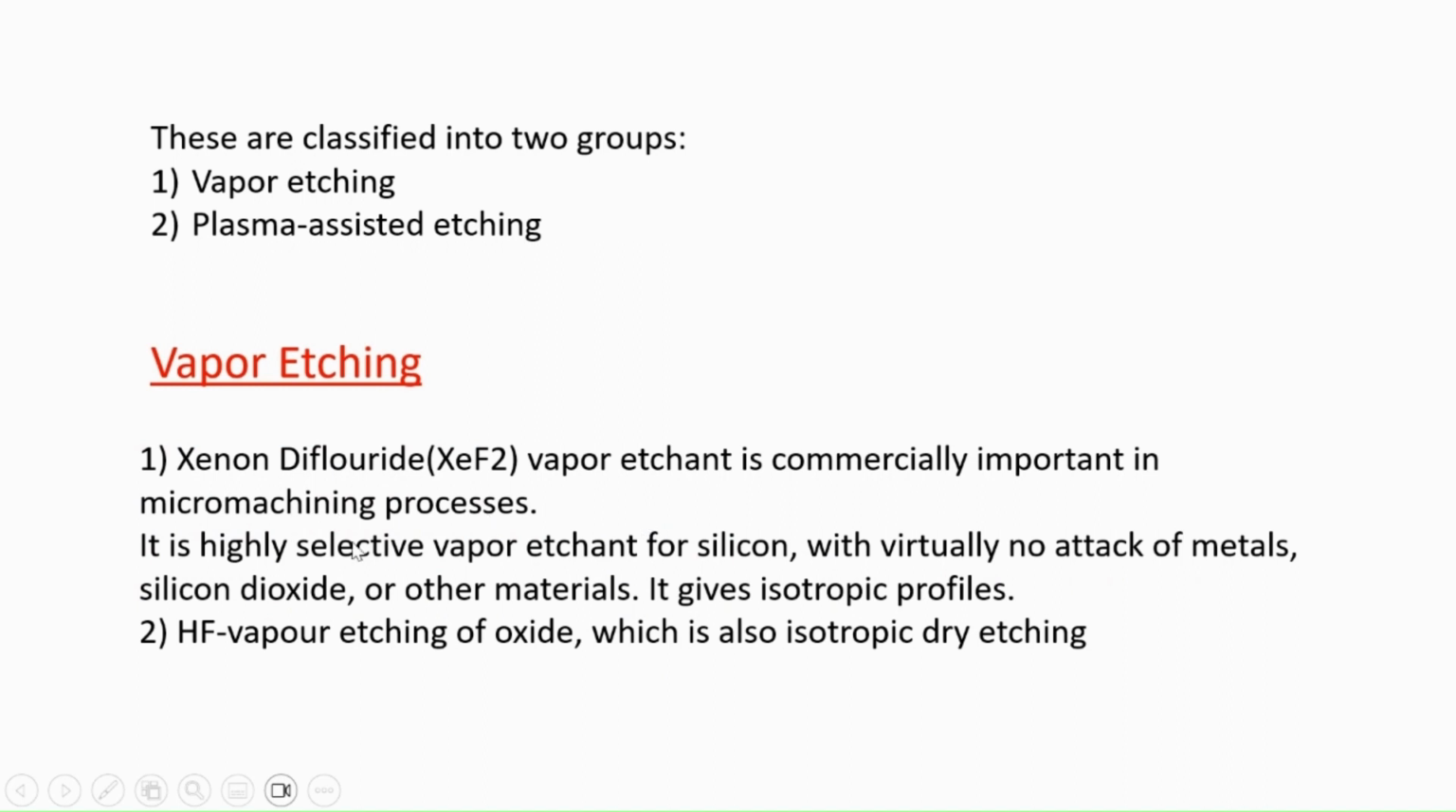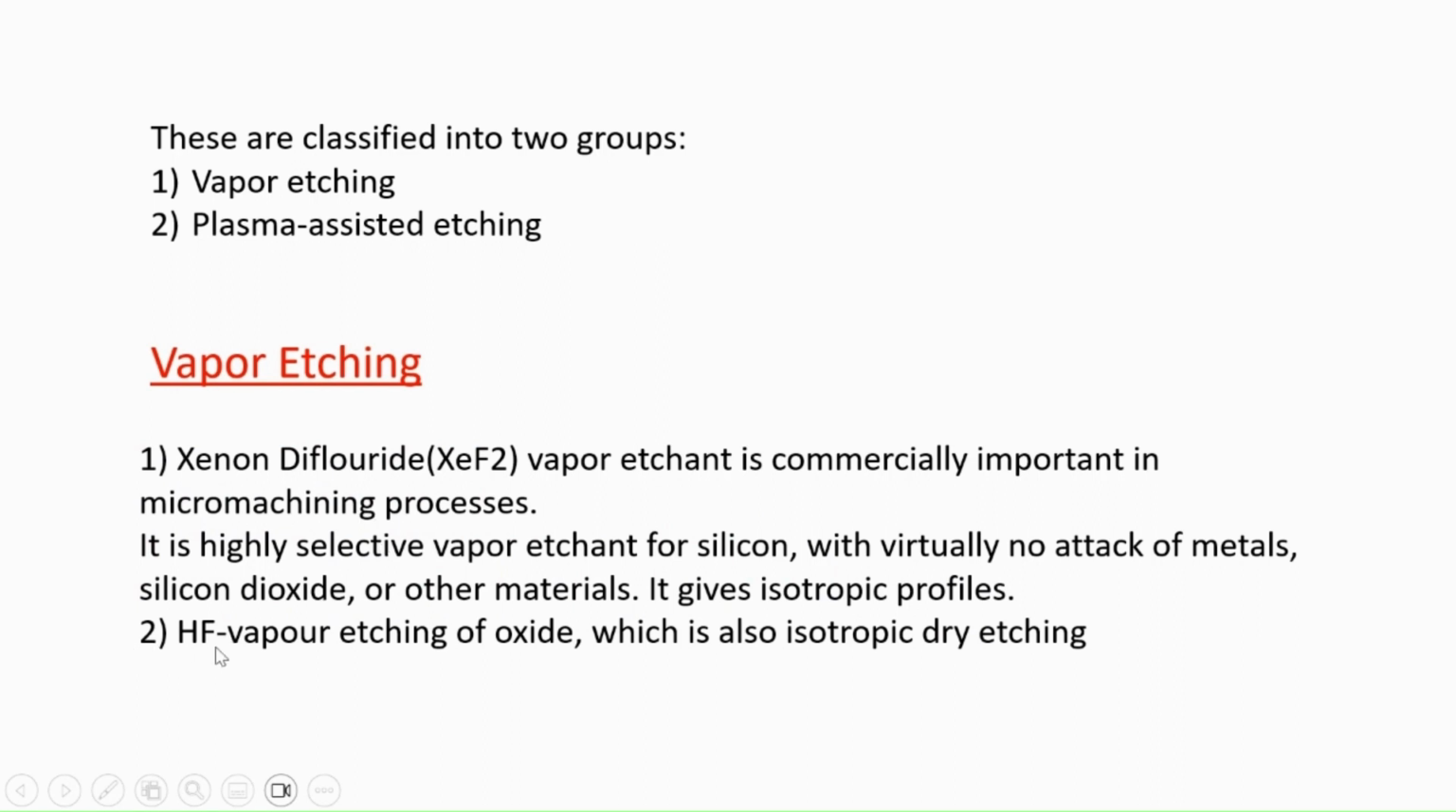So you can see xenon fluoride is highly selective for silicon, which is a pretty good thing. You can etch only silicon, even if you have a top electrode, silicon dioxide, or other materials on top. It will only selectively etch silicon. So I would say this is a pretty good technique.